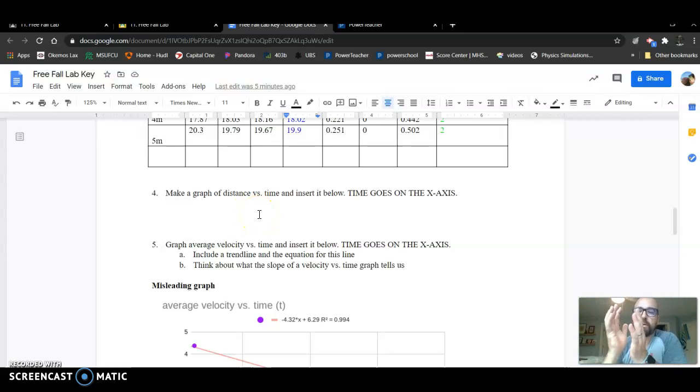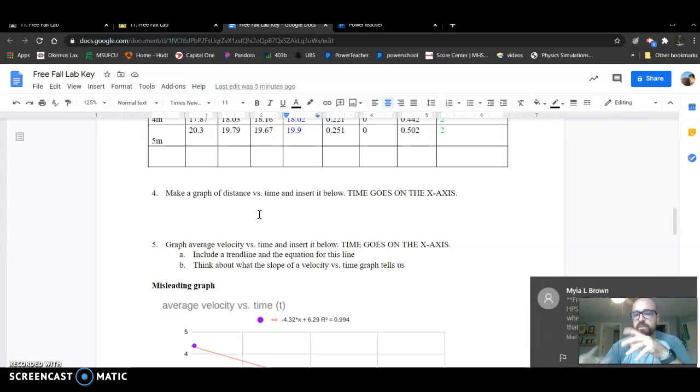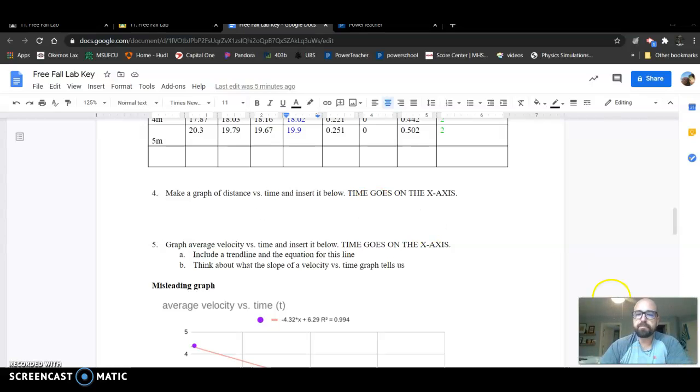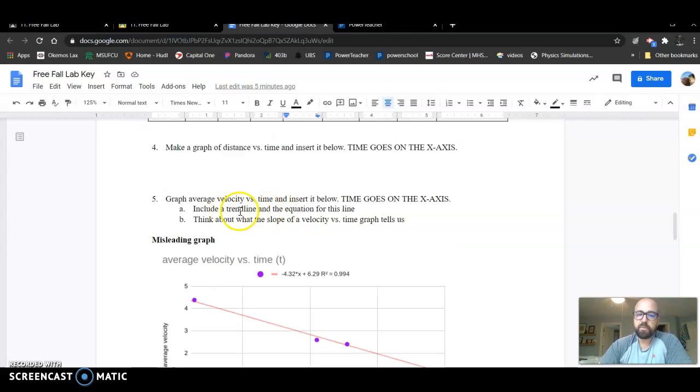And in our small window of distances, we don't always see that right away. So it's a little misleading for us at the beginning of this. But I didn't want you to put a trend line, and that's why I didn't say include a trend line. So that distance time graph, we just had the points on there. And then our velocity time, we'd have a trend line and the equation.